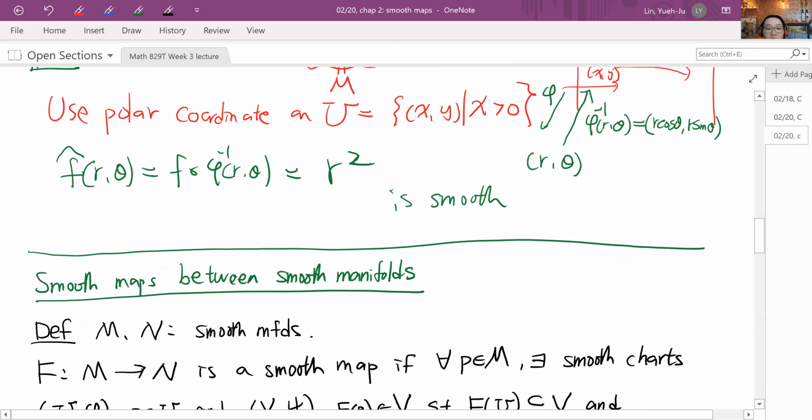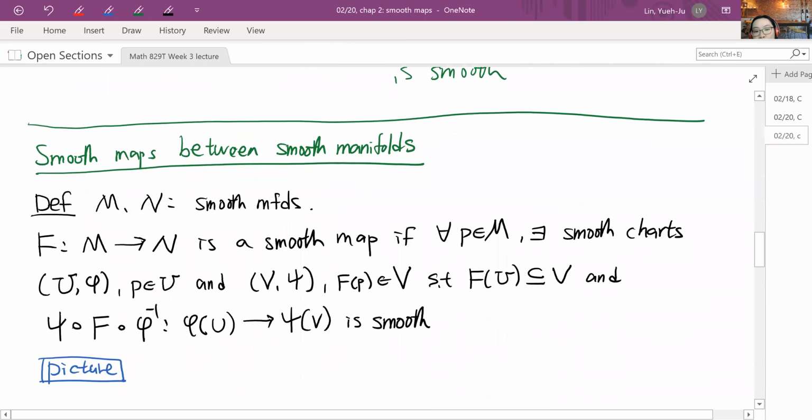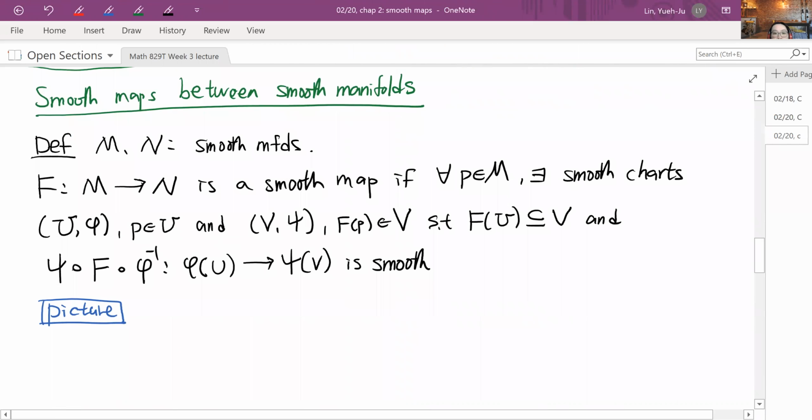So we're going to see more complicated examples in the future. So now, if you can accept how we define a smooth function, then change the target to be another manifold, and it's the same idea, right? So now we have both M and N as smooth manifolds. Then we can define what it means to have a smooth map from one manifold to another manifold.